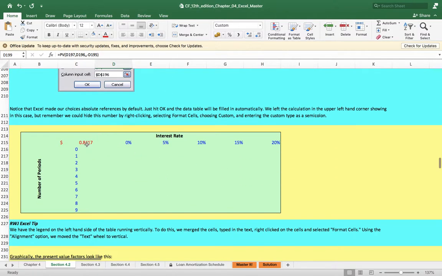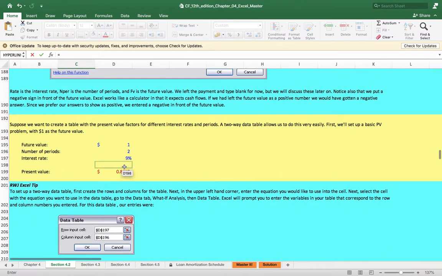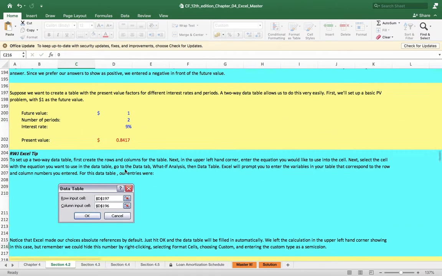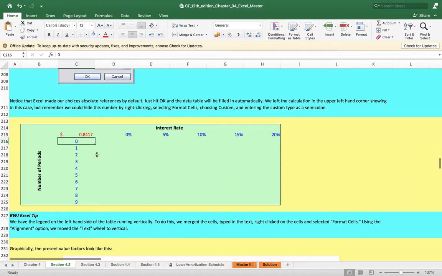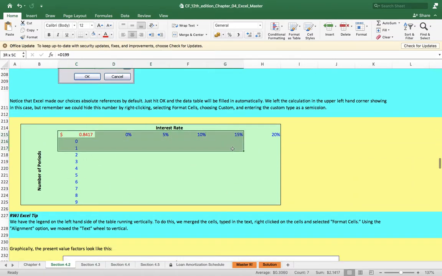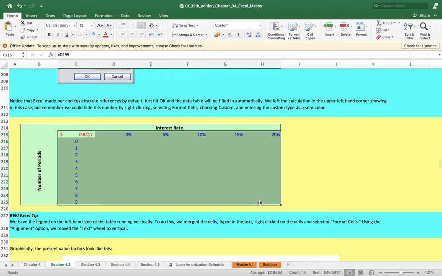Then go here, click that formula, enter. Next, what you do, simply click the range of data where you want to fill and go to the data.